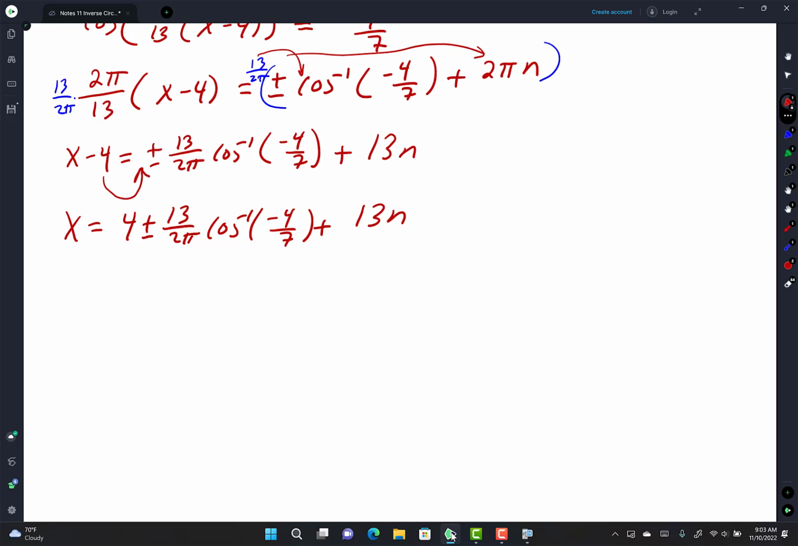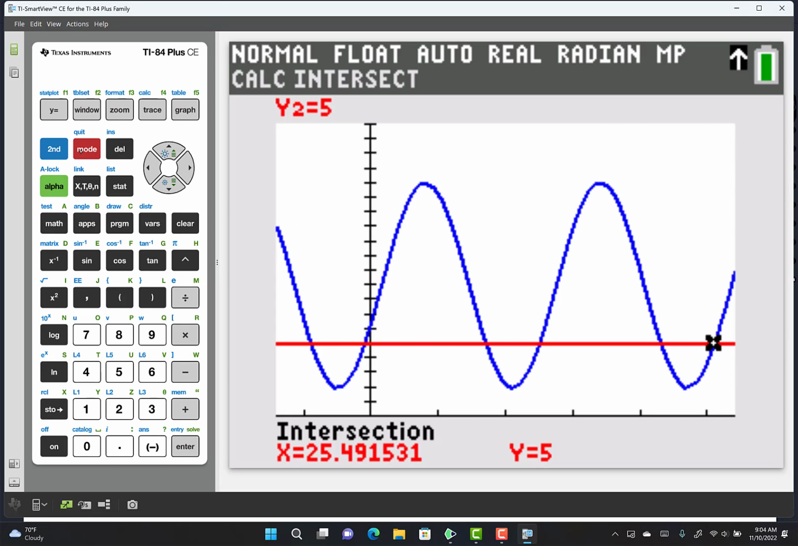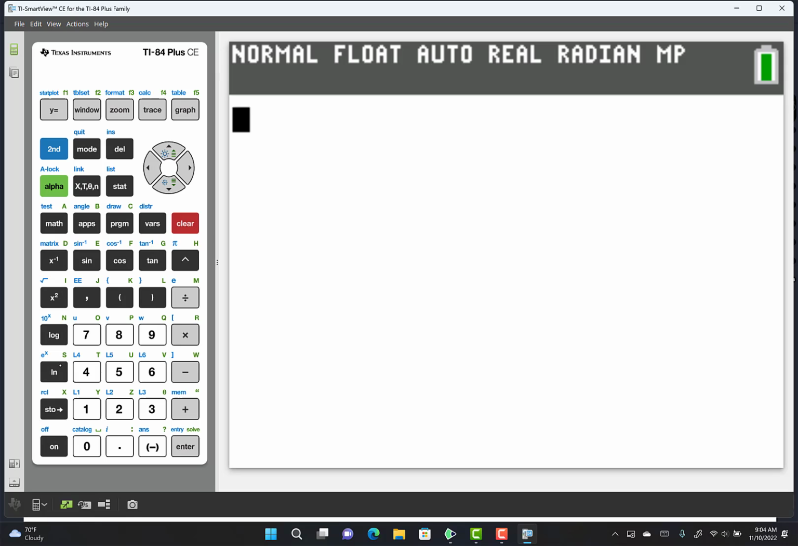I'm going to split this up into 2 equations. I'm going to write x1 equals, and I'm going to do the 4 plus 13 over 2 pi in my calculator. So here is my calculator, and I'm going to go second quit. I'm going to clear this so I can have less space there. 4 plus alpha y equals, to get the little fraction, 13 over 2 pi. And then move to the right. Arc cosine with a negative 4/7. Okay, just run it to there.